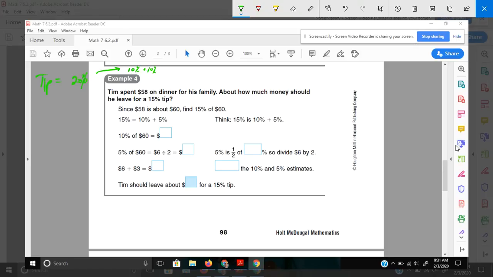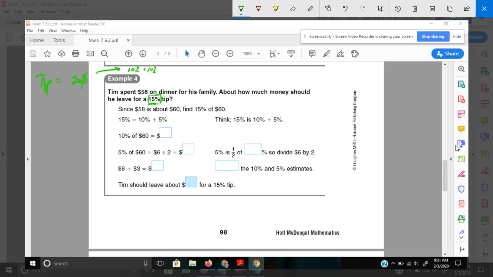It says, Tim spent $58 on dinner for his family. About how much money should he leave for a 15% tip? Okay, they're not giving it 20%. If it's really good service, I'll give 20%. But maybe the service wasn't as good or something along those lines. So we're going to do a 15% tip.